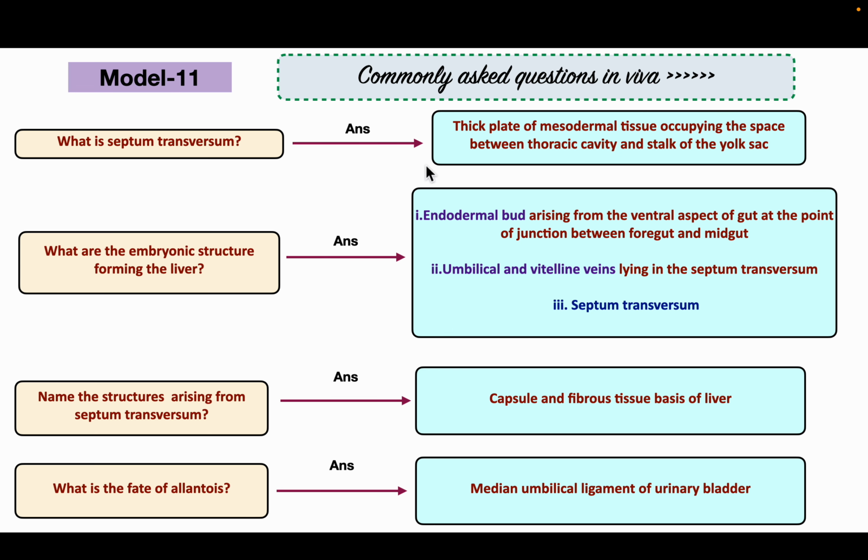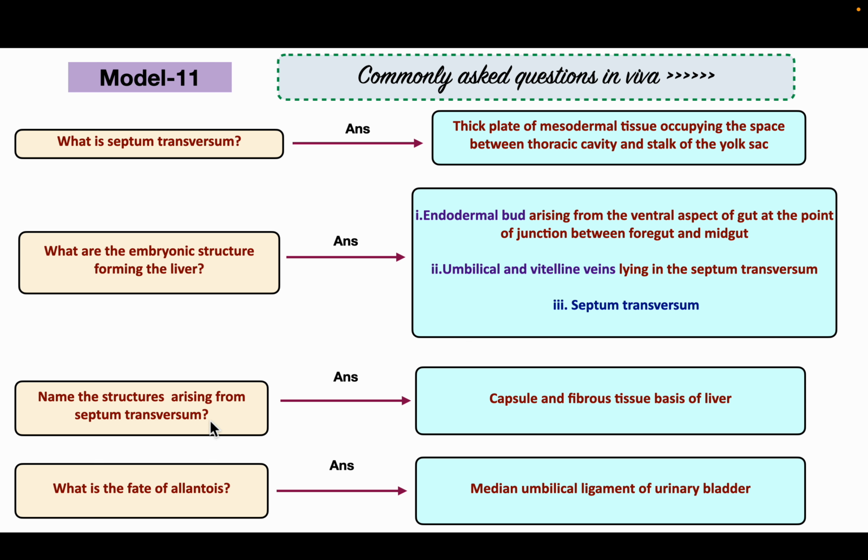Now what are the commonly asked questions in viva? What is septum transversum? The answer is it is a thick plate of mesodermal tissue occupying the space between thoracic cavity and stalk of the yolk sac. What are the embryonic structures forming the liver? That is endodermal bud, umbilical and vitelline veins and septum transversum. Now endodermal bud is arising at the junctional point of foregut and midgut, but on the ventral side. Then umbilical and vitelline veins, they are lying in septum transversum.